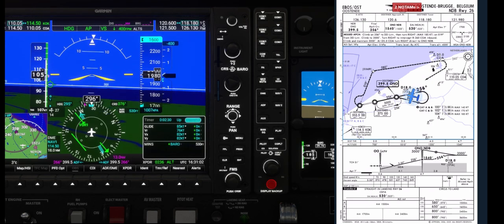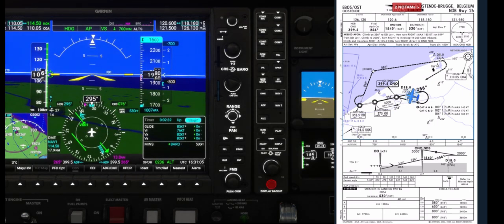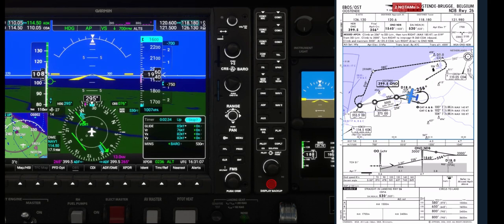18 miles, descend to 1,540 feet. Next step, at Oscar November Oscar, start the descent 550 feet per minute.